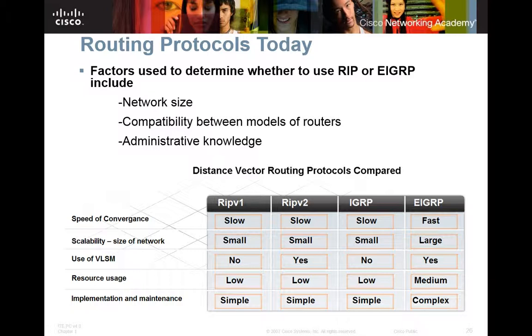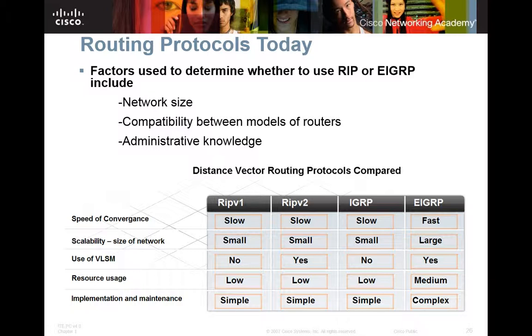So, here are the distance vector protocols. Remember, you only have RIP and IGRP, right? Speed of convergence: slow. It's fast on EIGRP. We talked about convergence on EIGRP, it's really cool. So that's Cameron's favorite. Scalability of the network: they're all small if you're going to use RIP or IGRP. If you have a large network, you want EIGRP. So define a small versus large network. You'll need to know that.